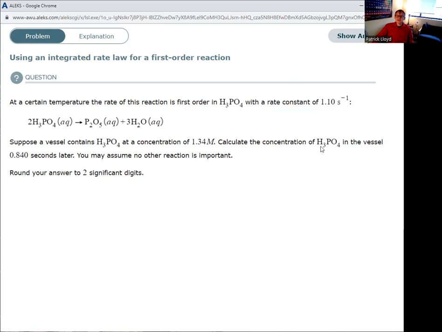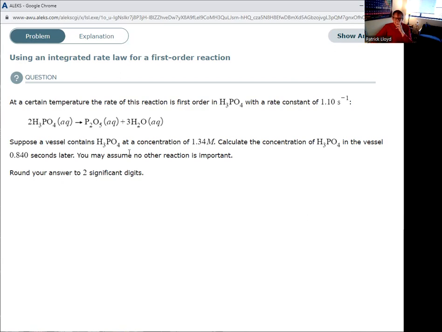Calculate the concentration of H3PO4 later in time, 0.840 seconds later. Assume no other reaction is important, okay? So this is an integrated rate law problem in that you're given an initial concentration, and you're asked to find a final concentration, or a concentration later, given the rate constant. So I'm going to go through this problem as an integrated rate law problem.